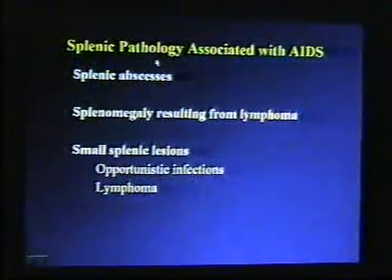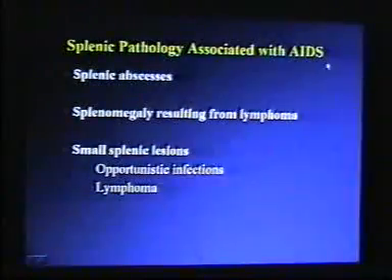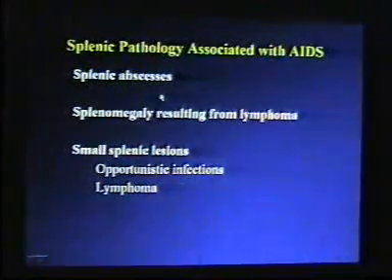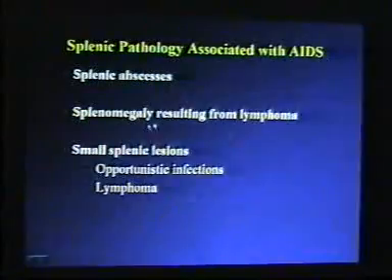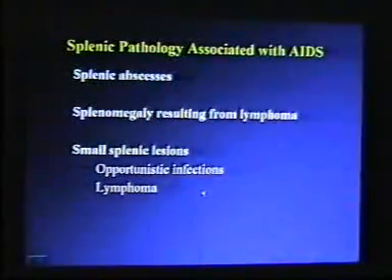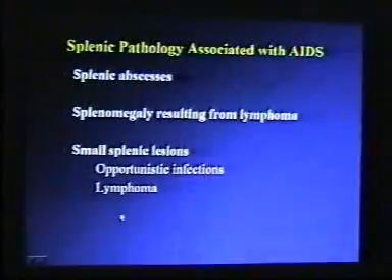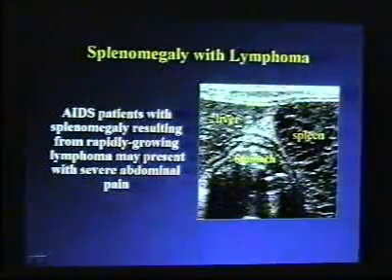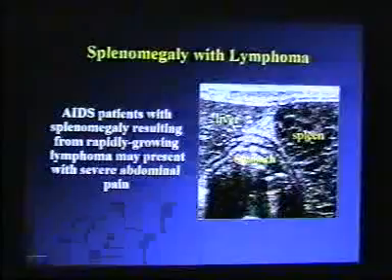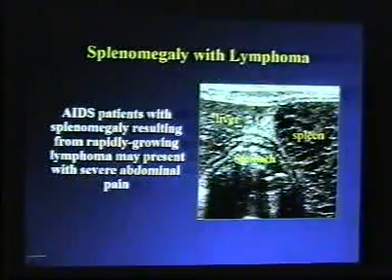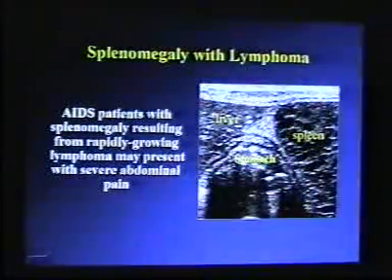Then we come to the splenic pathologies associated with AIDS. We can find splenic abscesses, we can have splenomegaly resulting from lymphoma, and small splenic lesions due to opportunistic infection and lymphomas. Here is splenomegaly. You can see the liver touching the spleen, which is called the kissing sign.